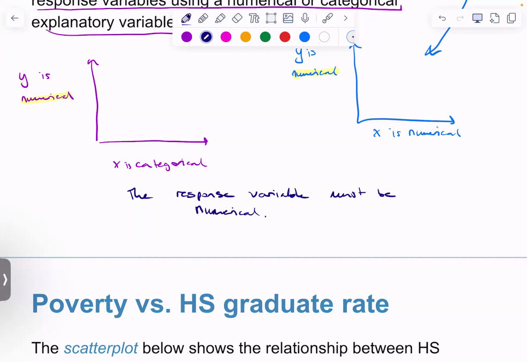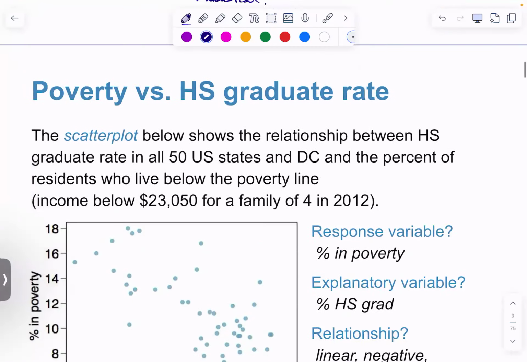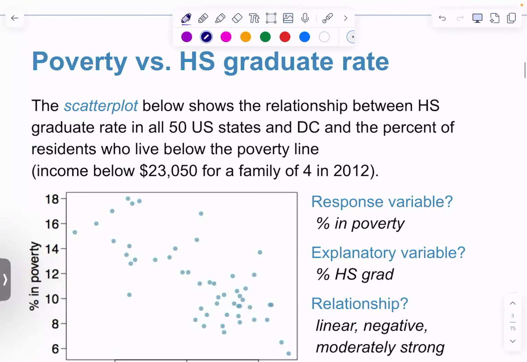There are methods. Logistic regression lets you model a categorical variable for Y, but that's beyond the scope of this course. So it is possible, it exists, but not for us. Okay, so like I said, usually we start with a scatter plot, and here's our example.